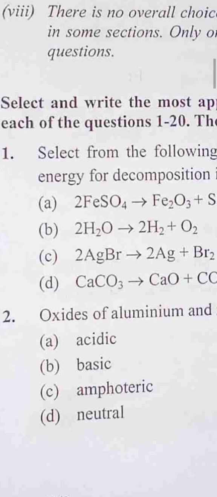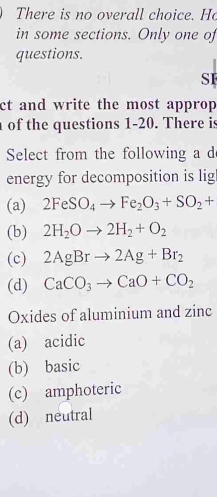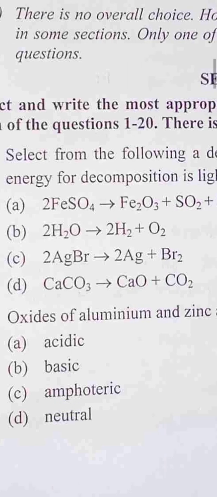Now question number 2. Oxides of aluminum and zinc are basically amphoteric in nature because they show both acidic and basic characteristics. So now move on to question number 3.